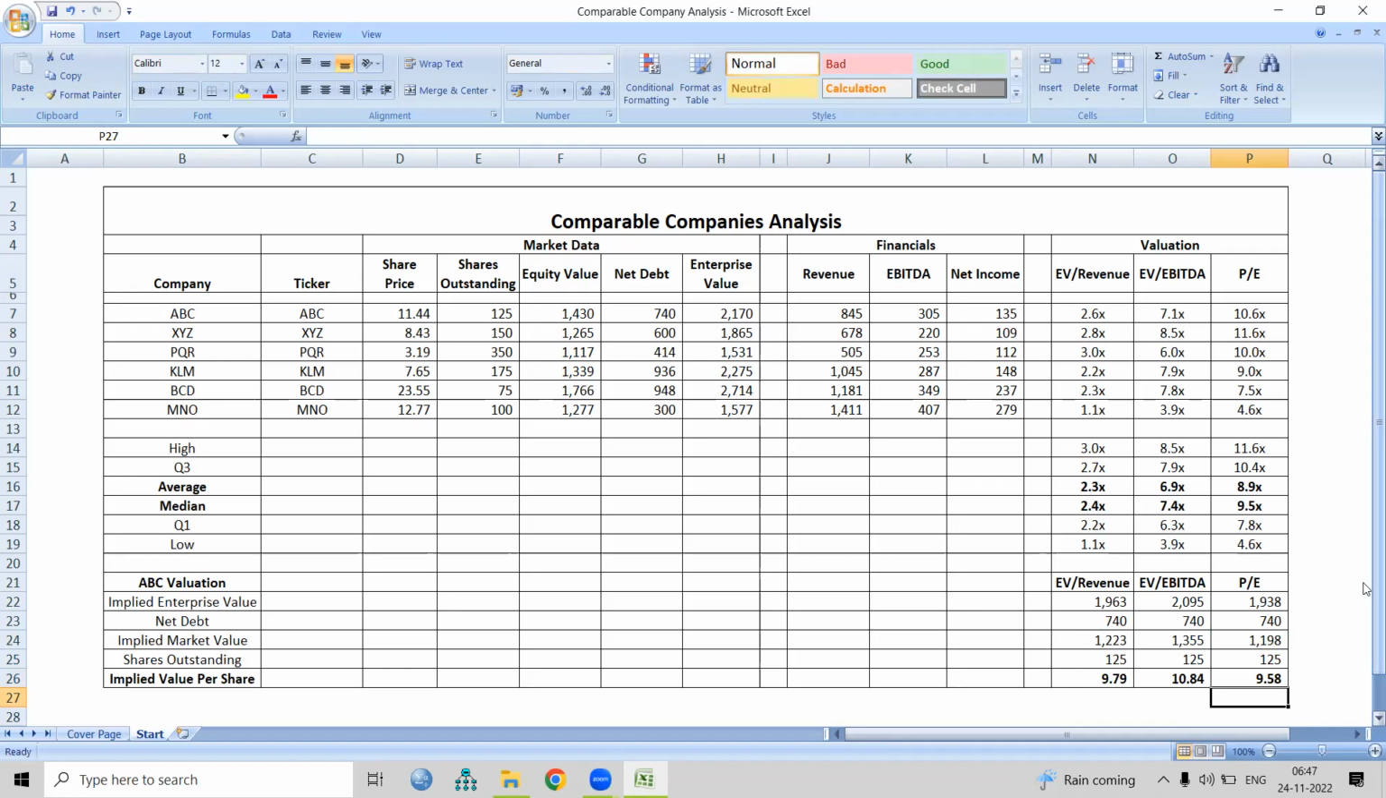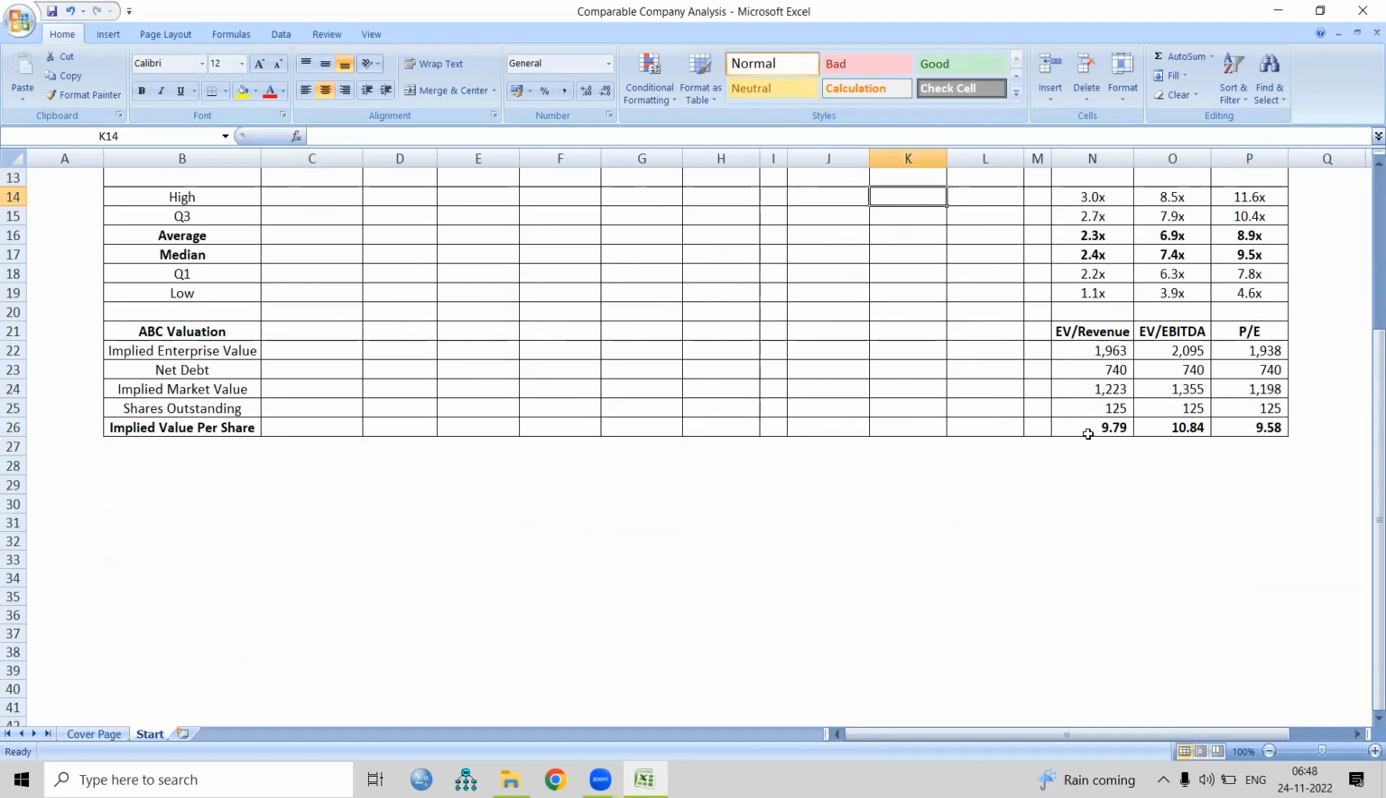Now we have done the value of the company based on comparable company analysis. It's also called the relative valuation model, right? So what do we draw out of these numbers? If you go by the revenue, the value per share is 9.79. EBITDA will give us the maximum value per share, which is 10.84. PE will give us 9.58.